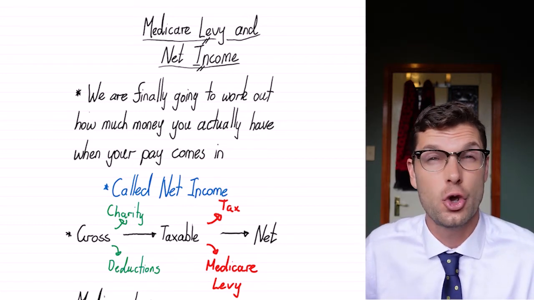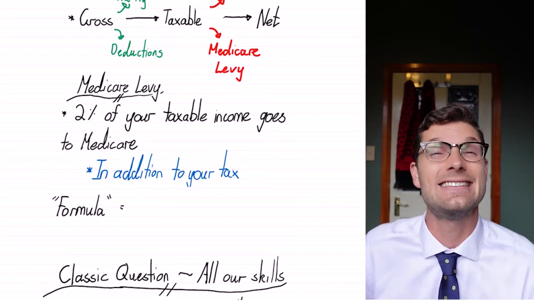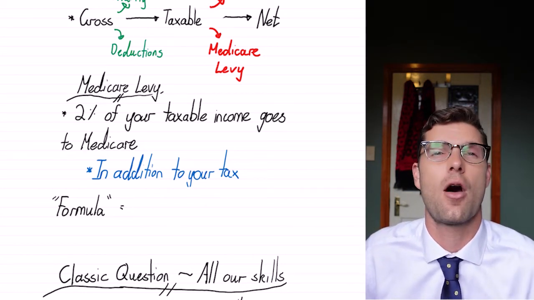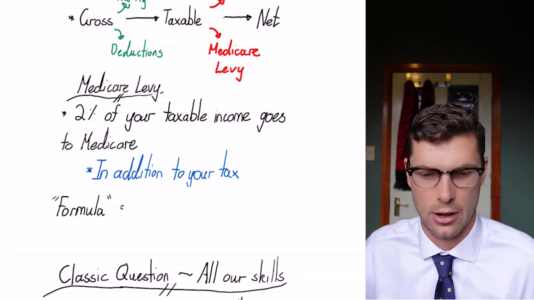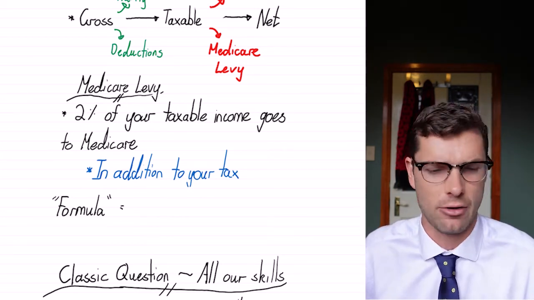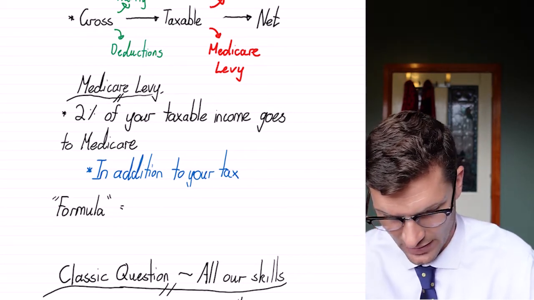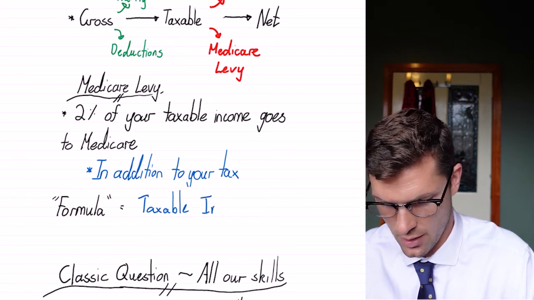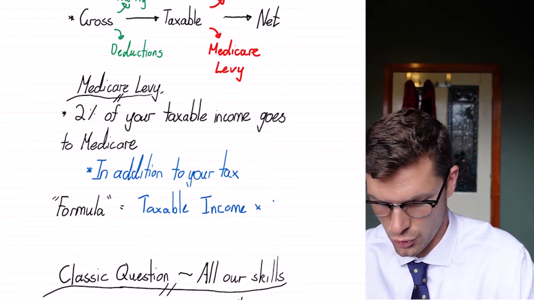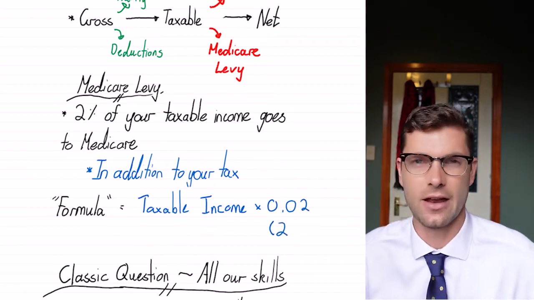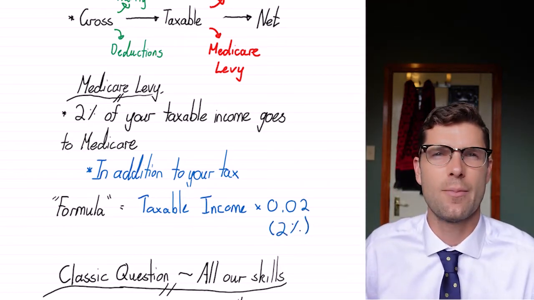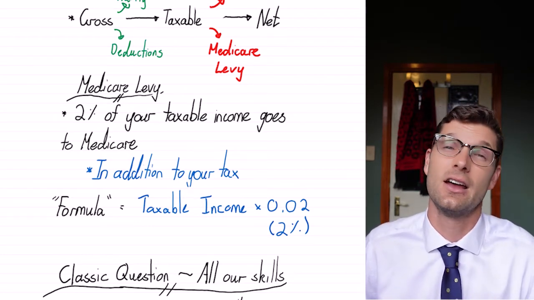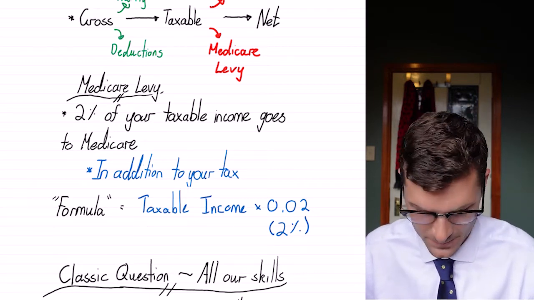So the Medicare Levy is 2% of your taxable income, and it's in addition to the tax that we worked out in the last couple of videos. So it's more money that's going directly towards healthcare. The formula then is very, very simple, because all we have to do is take our taxable income and multiply it by 0.02 or 2% in your calculator, either one. So once you've got that one number, this is just an additional thing that you pay to look after the healthcare of everyone in Australia.